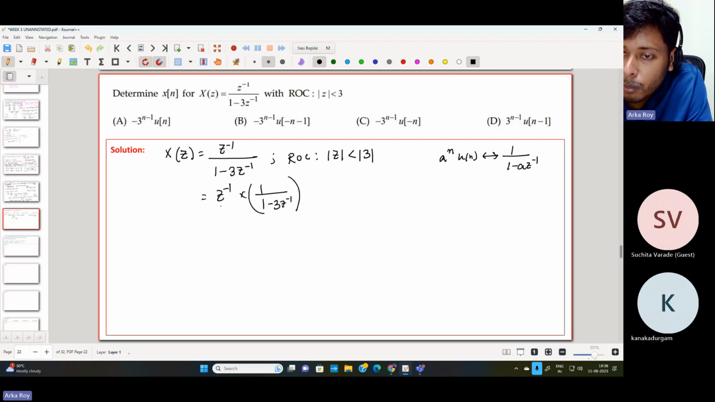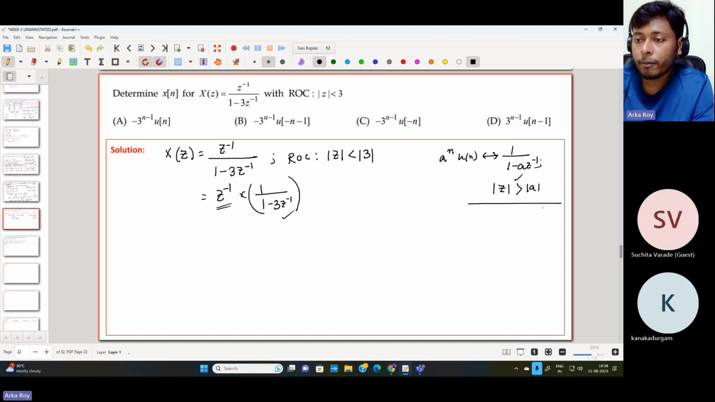So this is just a delay multiplied with the z transform of some sequence. So I can see that these z transforms are looking alike, just in place of a there is 3, but we need to consider the ROC also. For this particular case, the ROC is mod z greater than mod a.